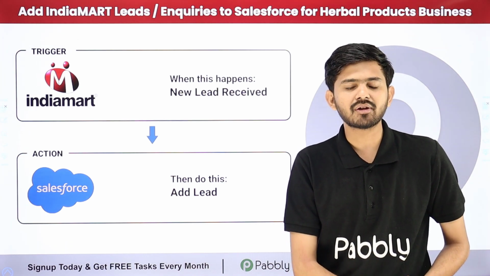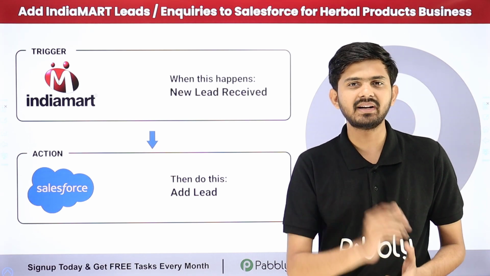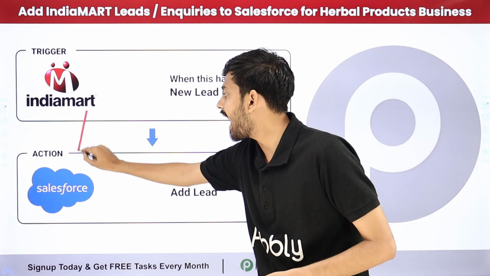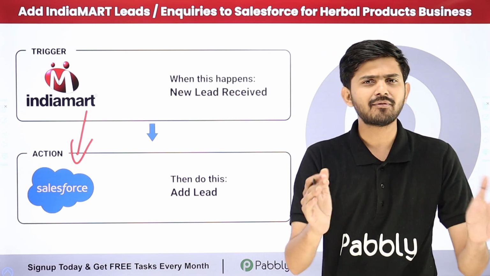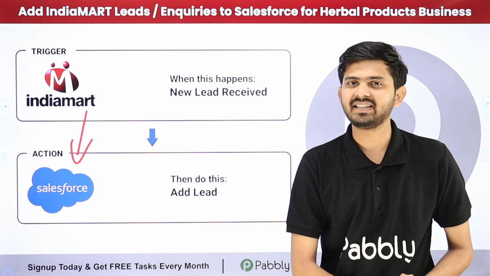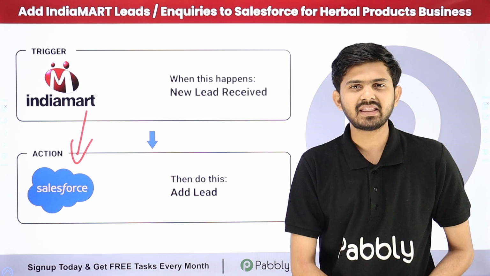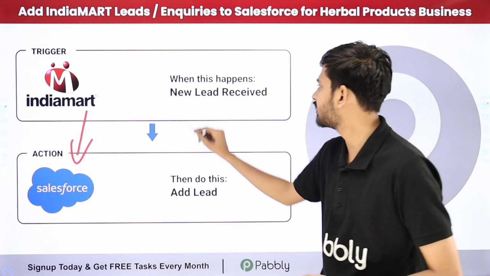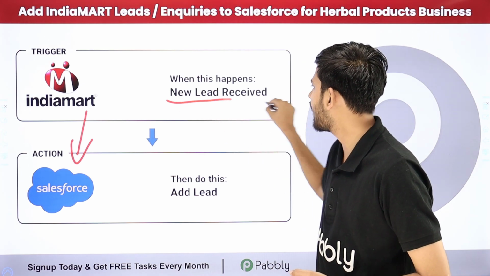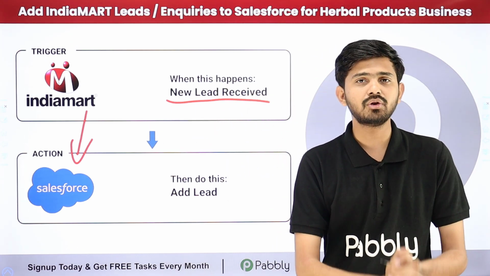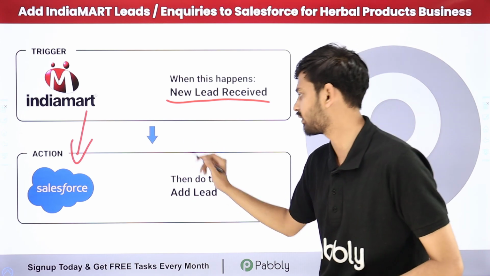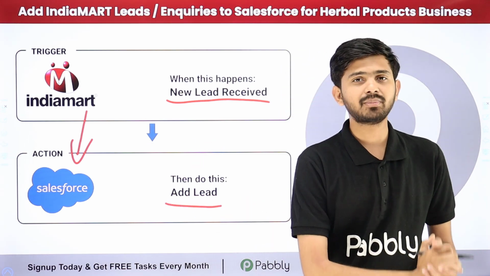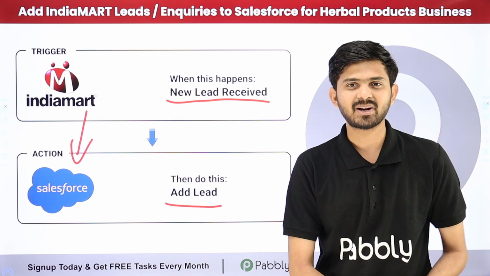I want to do this automatically, and for that I simply need to build a connection between IndiaMART and Salesforce. For building this connection, I'm going to use Pabbly Connect, an amazing software for automation and integration. With Pabbly Connect, whenever I receive a new lead or inquiry through IndiaMART, I will automatically create a new lead in my Salesforce account. So how am I going to build this connection? For that, let me take you to my computer screen.